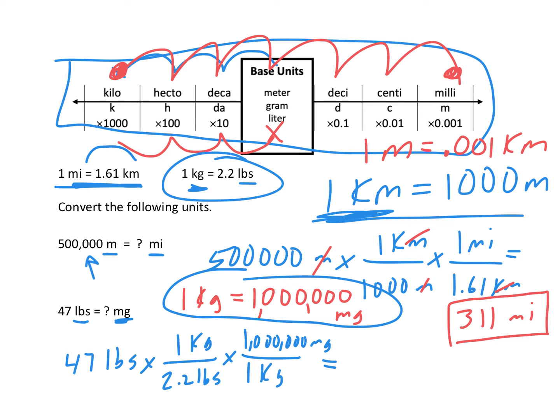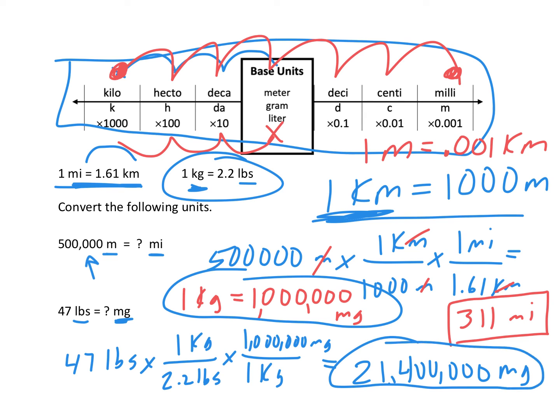Then I'm just going to multiply this out, so 47 times 1 times 1,000,000, and then divided by 2.2. I'm going to round this because this is a pretty ugly number. It looks like about 21 million. I'm going to say 21,400,000 is roughly what it is, and that's going to be in milligrams. So again, that's how we do a conversion that has metric in it, but it's not simply a metric to metric conversion like we did in the last video.